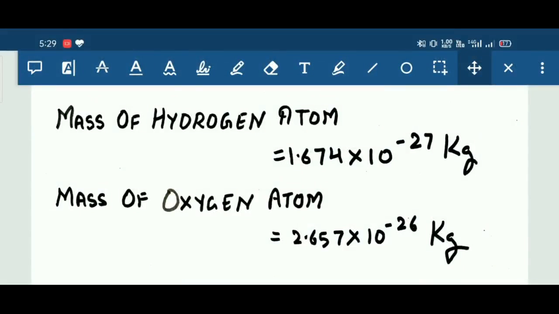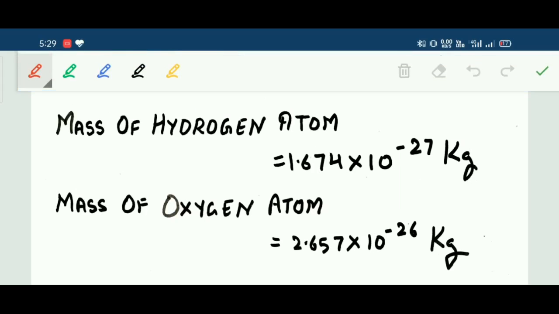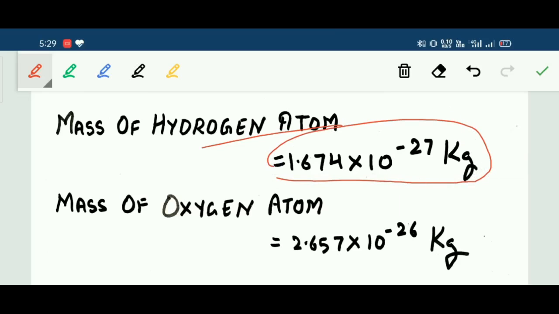Students, we know that atoms are very small in size. Therefore, their masses in terms of kg will also be very small. For example, the mass of a hydrogen atom in terms of kg is 1.674 × 10^-27. Similarly, the mass of an oxygen atom is 2.657 × 10^-26 kg.